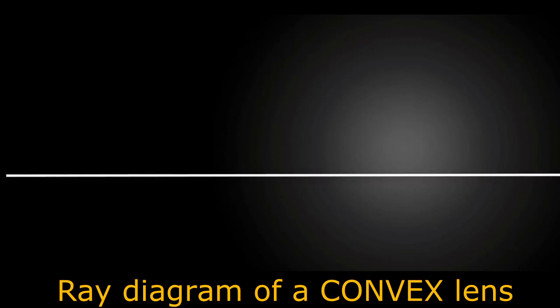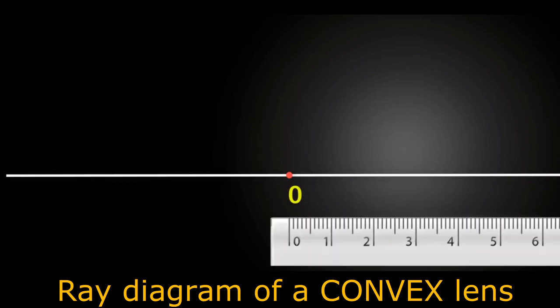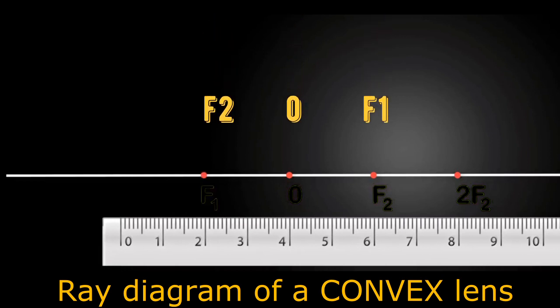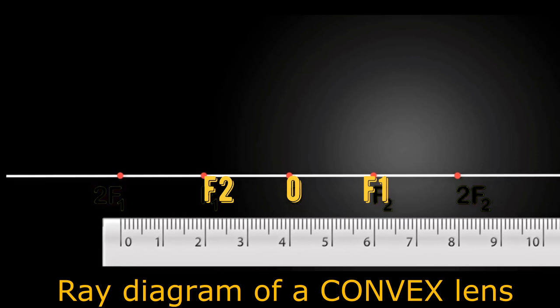First, draw a straight line across the paper, which is the principal axis. Choose a point O on the principal axis as the optical center. Now, mark 2 points on the principal axis equidistant from O, which are the first and second focal points. Depending on your convenience, it can be either 2 cm or 3 cm away from O.